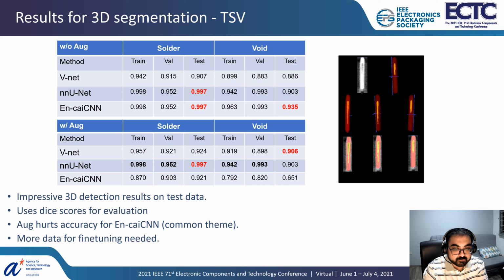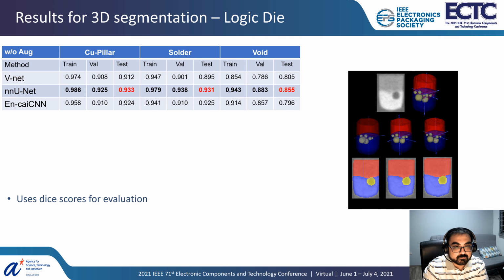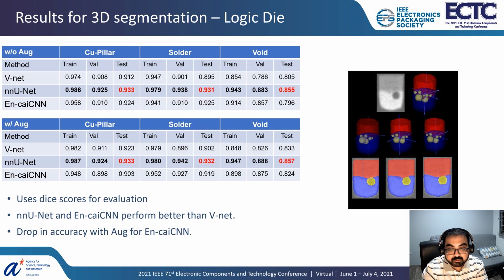And usually what we have observed is that our results, especially for anisotropic CNN, decrease as we augment the data, which usually is not the case. For logic die, we basically have similar observations, and NN unit performs really well, while VNet comes close enough. However, for anisotropic networks, the results drop with augmentation, and hence there's a big delta between NN unit and anisotropic CNN results.